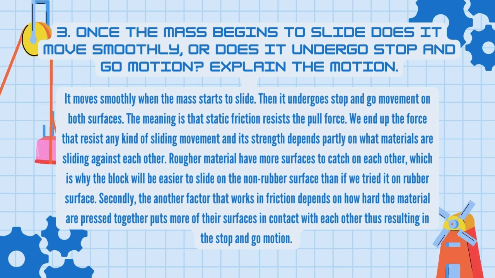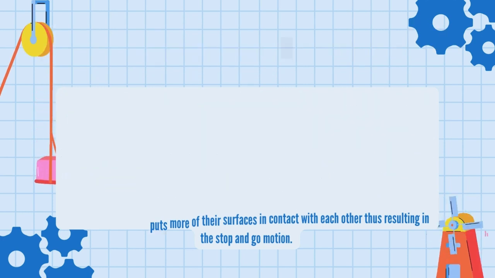Rougher materials have more surfaces to catch on each other, which is why the block will be easier to slide on the non-rubber surface than if we try it on the rubber surface. Secondly, another factor that works in friction depends on how hard the materials are pressed together, which puts more of their surfaces in contact with each other, thus resulting in the stop and go motion.